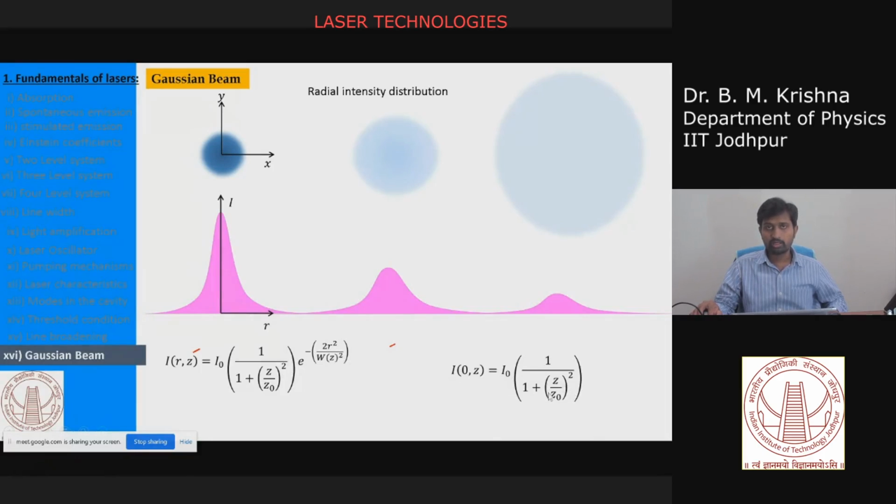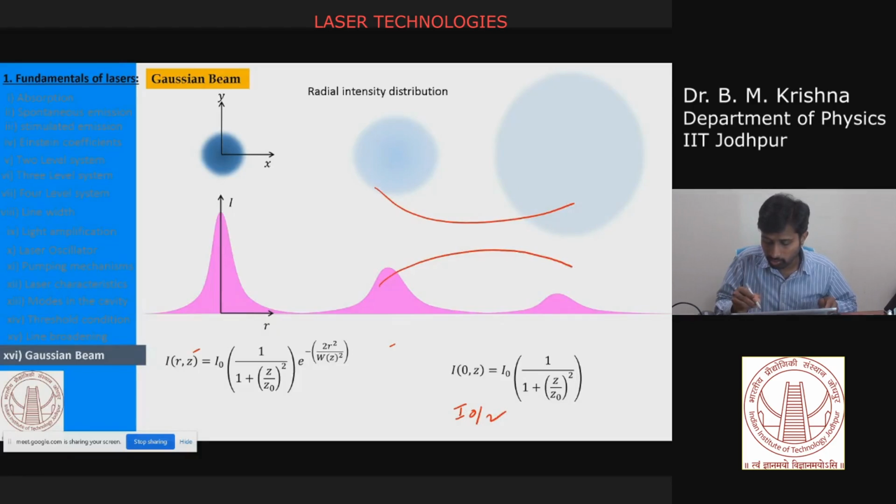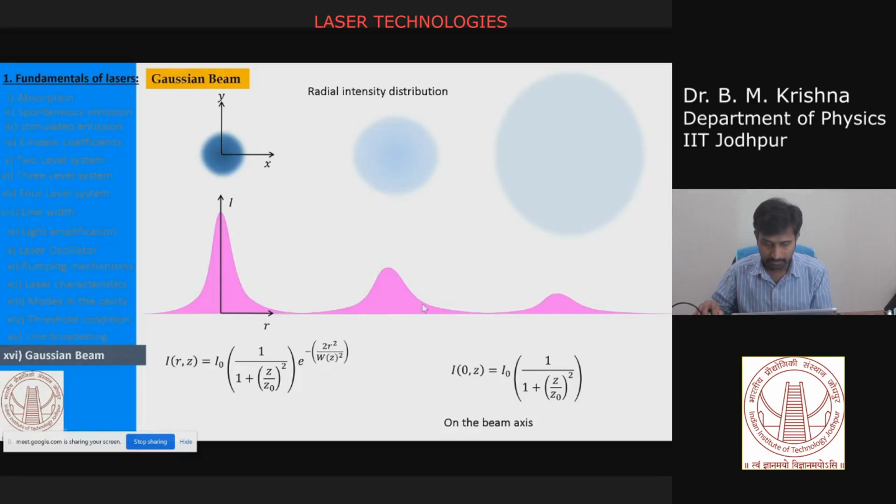Okay, so now at the focal spot, if you place at z equals z naught, that means at the Rayleigh range, your intensity will be reduced to I naught by 2. So at the Rayleigh range, you have your Gaussian beam focusing spot. This is your Rayleigh range. At this point you have the highest intensity, and now your intensity will be reduced by half. So you decrease your peak intensity by half at z naught. That means at the end of your Rayleigh range, your intensity decreases by half.